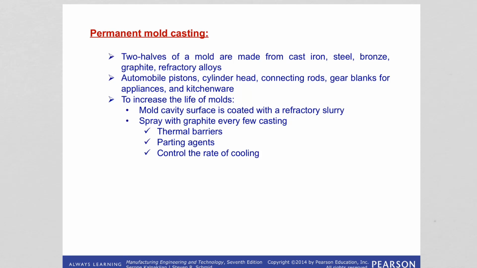This process is used mostly for aluminum, magnesium, copper alloys, gray iron, and steels can also be cast using graphite or other heat-resistant molds. This technique provides castings with good surface finish and close dimensional tolerances, uniform and good mechanical properties, and it can produce parts at higher production rates.